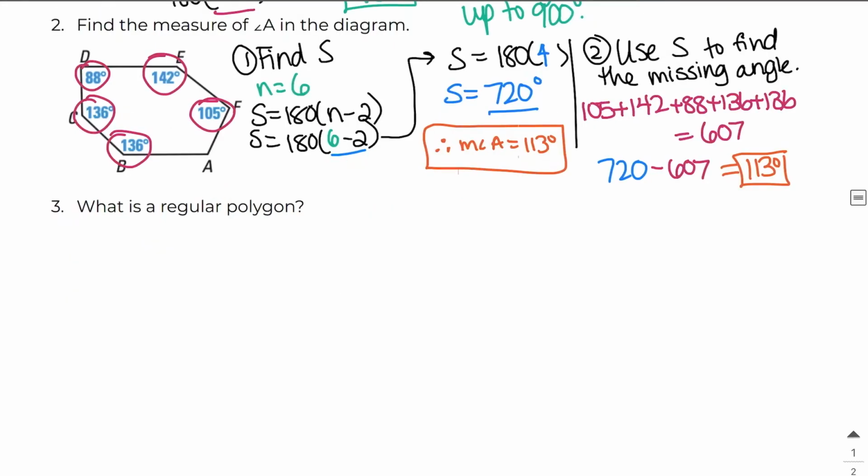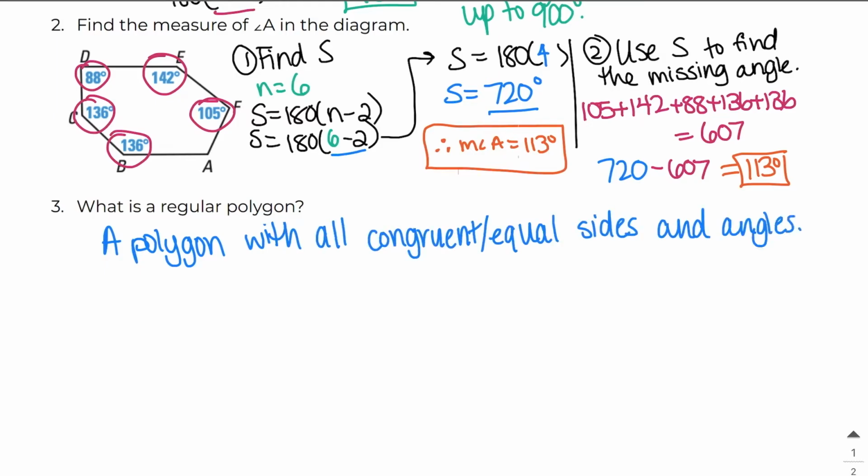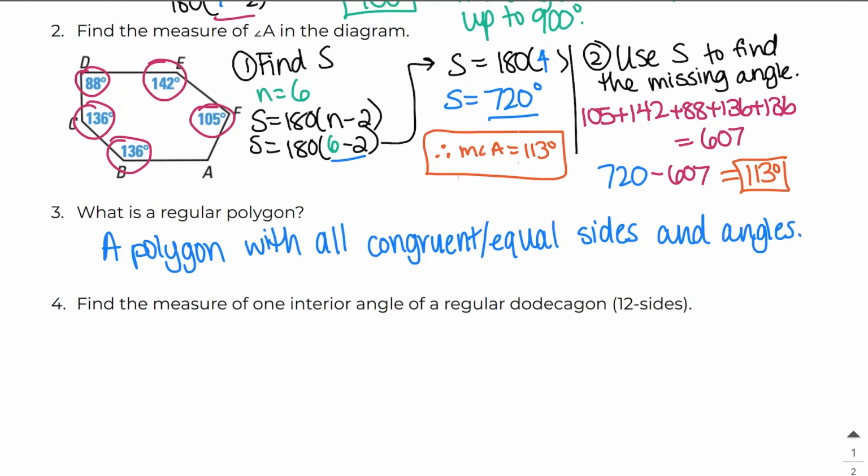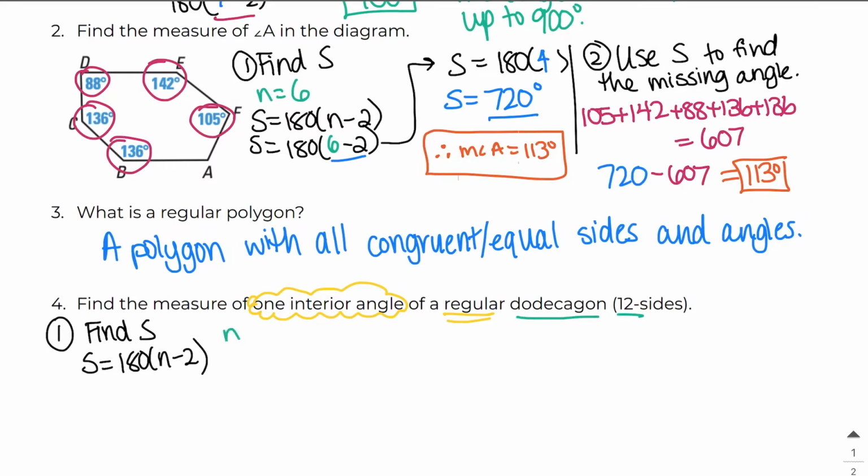All right, we're going to define what a regular polygon is again. And it's a polygon with all congruent or equal sides and angles. So in question 4, it says find the measure of one interior angle. So this time I just want to know one interior angle of a regular dodecagon, which means all the sides will be congruent and all the angles will be congruent. So the first thing I have to do is find S. I want to find out what will the angles all add up to. So I will do 180 times n minus 2, and I know that the n right here has to be 12 because a dodecagon is 12 sides.